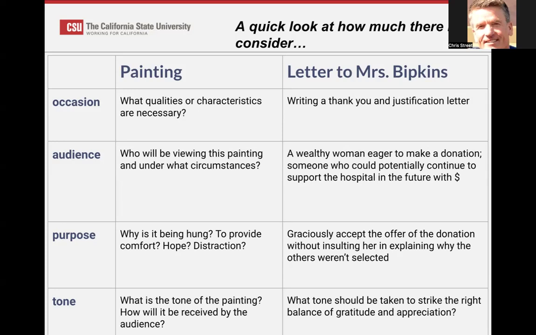And then we have a more traditional rhetorical situation on the right with the letter to Miss Bipkins. It's a justification letter that we're thanking her and helping her make a decision on which one to donate. The author, the philanthropist now, Miss Bipkins, is the only audience member. So we have a very targeted audience now. The purpose, you can see the purpose of our letter here. We want to graciously accept her offer without insulting her when we explain which of the four we think is best suited for this particular situation.